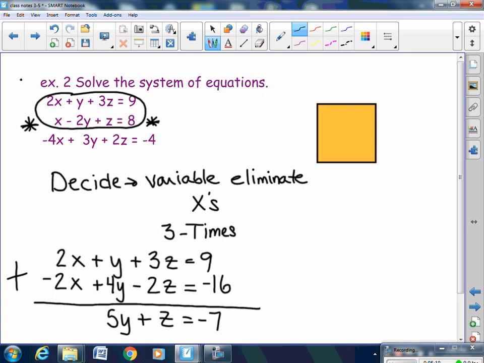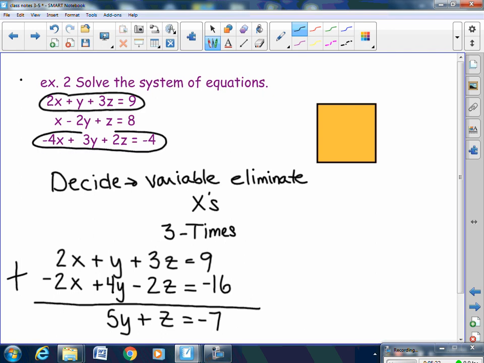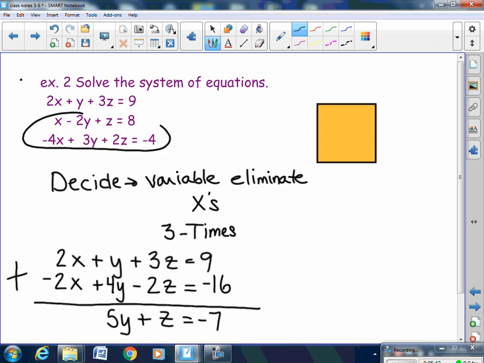Now I did those two correctly, so I'm going to erase them. Since I did the first two, I have to do one more set. So I have to decide. I could do this one and this one if I wanted to, or I could do these two if I wanted to. So just to explain it one more time.